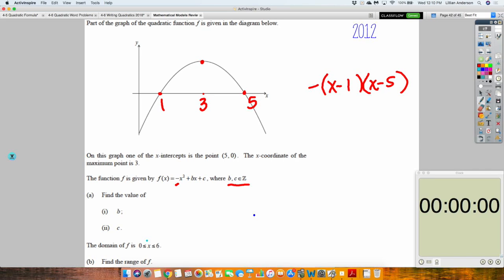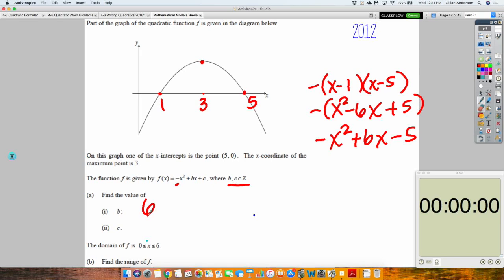What does that mean? Integers. Positive and negative whole numbers. So now you have to find the value of B and the value of C. Easiest way to do this is to figure out what that other x coordinate is of the x-intercept. What is that? It is 1. So in factored form, this is x minus 1 and x minus 5 because it's the opposites. And then there's a negative on the outside because it does open down.